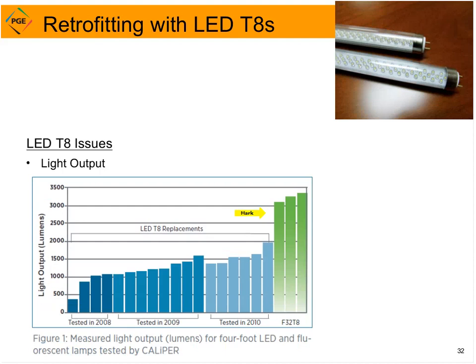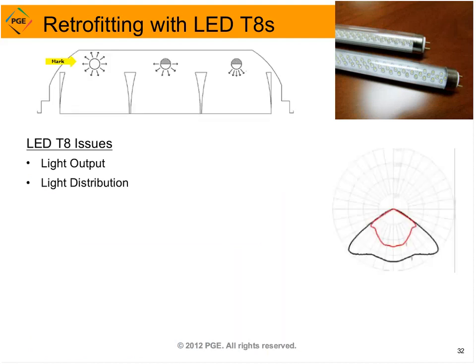The light distribution is also an issue. With the fluorescent T8, light goes off in all directions, and the fixtures were designed around that type of light output. LED T8s are going to have light distribution just in the lower half. It's going to be somewhat wide. Some of them can be very narrow. And this illustrates, this red line shows the LED T8 and shows the distribution is different. And it's half that of the fluorescent T8. Cost is an issue. A fluorescent T8 can cost $5 or less, where the LED T8s can cost $50 or more.